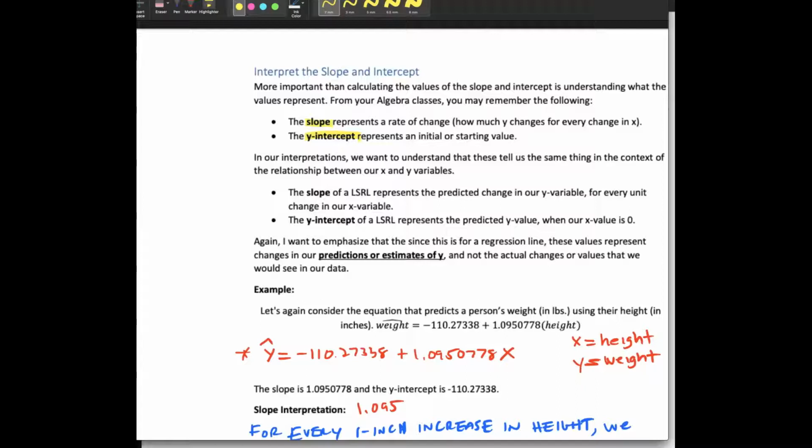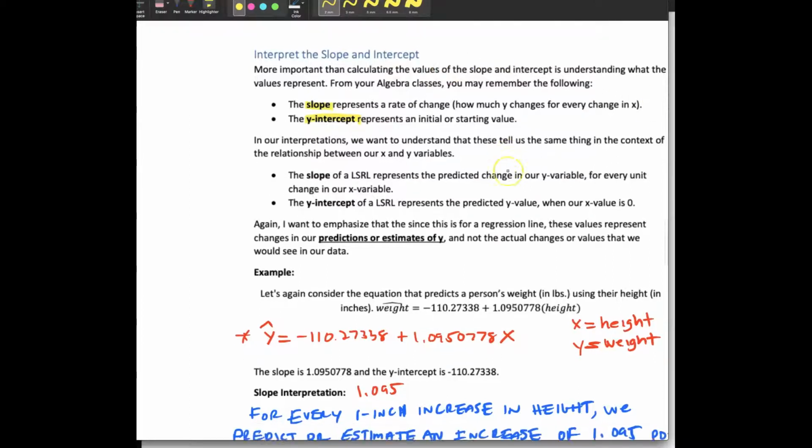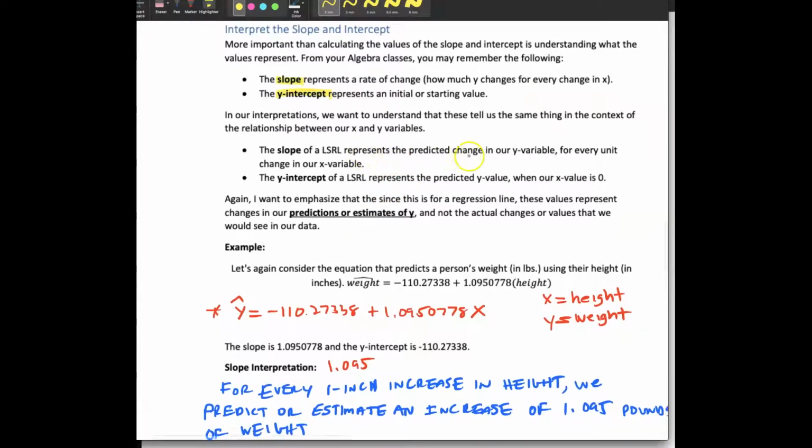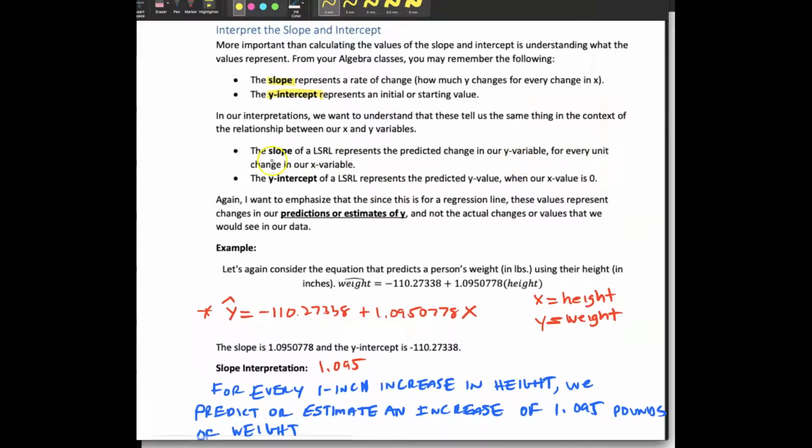Something increases, the other one increases. If something increases, one decreases, right? Those negative and positive associations, that's what the slope is telling us. Also, it's not the R value. The slope is not the R value, but it's specifically telling you the relationship between those two variables. It represents the predicted change in your y variable for every change in our x variable, okay?